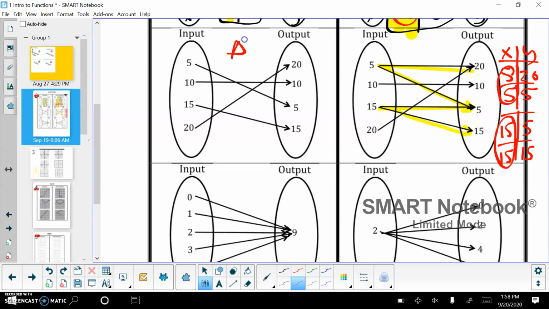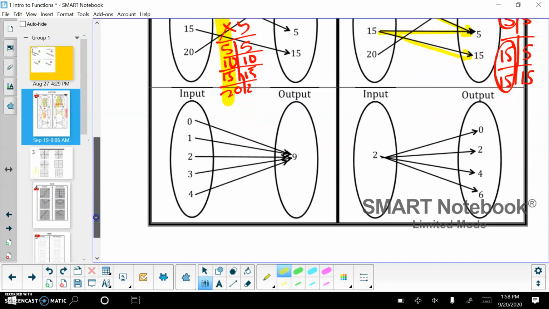Similarly, on this example, I have nothing to highlight because I only have one arrow coming out of each input side. So if I were going to make the table, the 5 goes to the 5, the 10 goes to the 10, the 15 goes to the 15, and the 20 goes to the 20. But remember, all we care about is the X side, and on the X side, nothing repeats. So there's no need to highlight any of those.